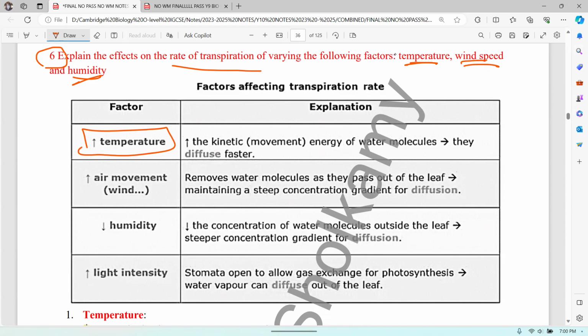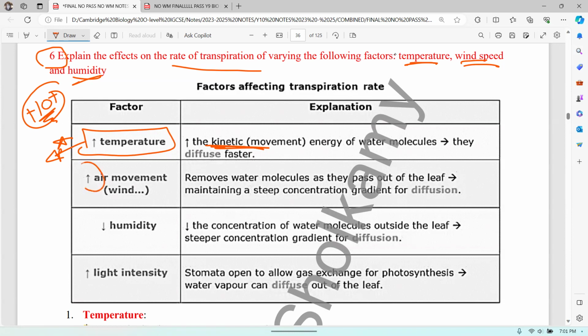Kinetic energy. Correct. Because don't forget that transpiration is the diffusion of the water vapor out of the stomata. When the water vapor has more kinetic energy, it will move faster and diffuse faster. So always think of a hot day. Now, how is this related? When they give you a question in paper 4 or paper 6 and they tell you it's a very hot day, the moment you see the word hot, this means that the temperature is high and there is high transpiration.